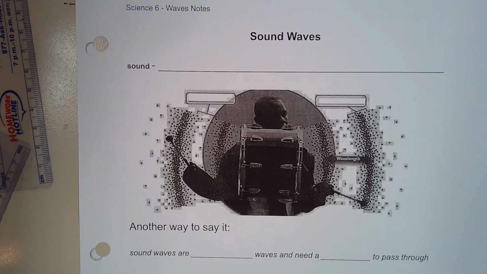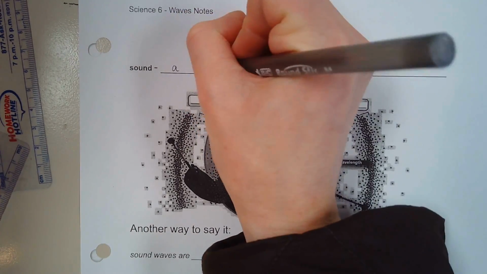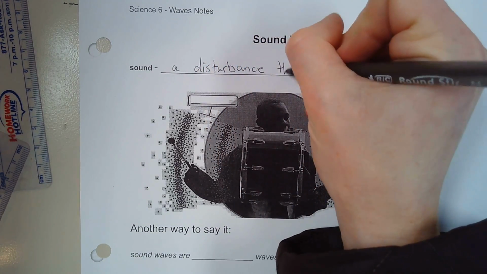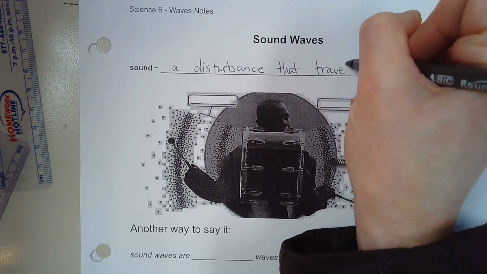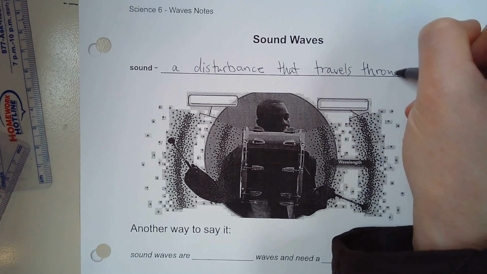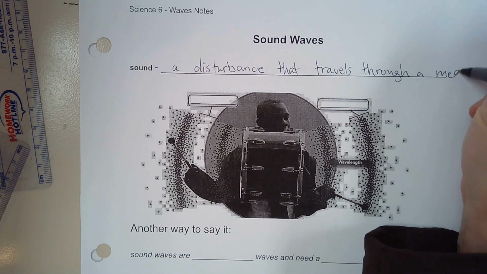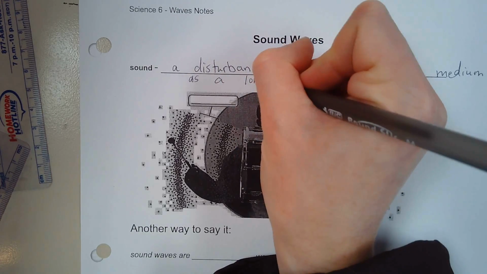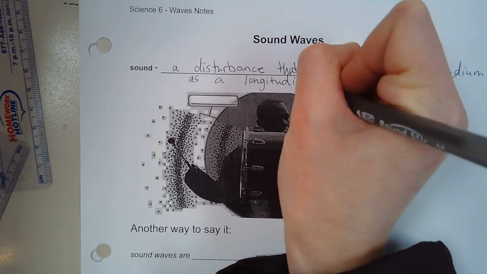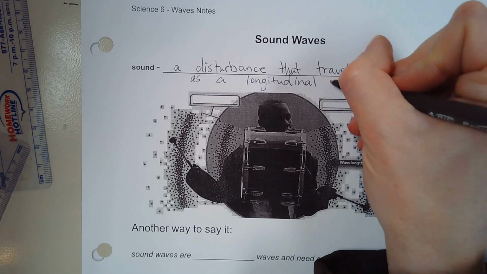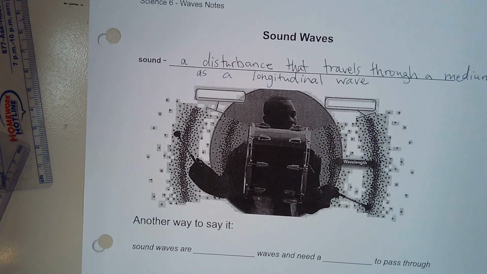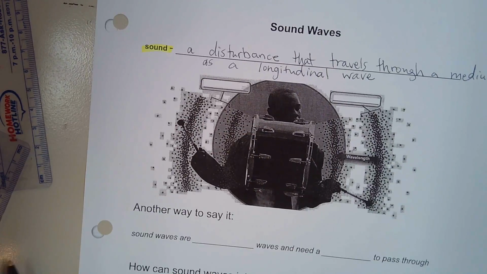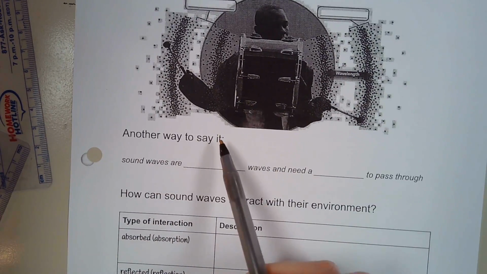So what is sound? A sound is a disturbance that travels through a medium as a longitudinal wave. Right, and we've talked a lot about longitudinal waves this past couple weeks. And so down here I wrote another way to say it.